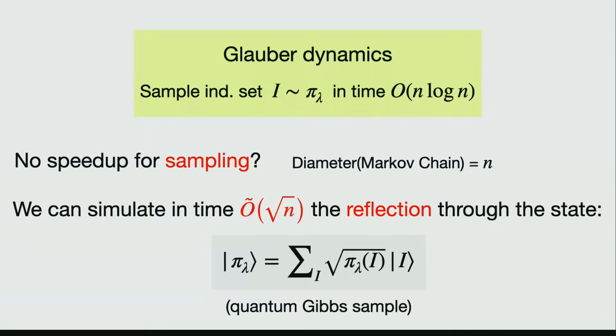What we can do is we can simulate, in time square root of the mixing time, the reflection, so it's a unitary operation, through the quantum encoding of the Gibbs state. Okay, so this Gibbs state, if you were able to prepare it, you could just measure it to get a classical sample. This is something we don't know how to do efficiently, but we know how to implement the reflection through this quantum Gibbs state.